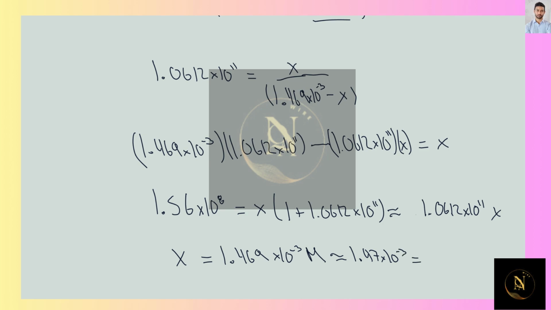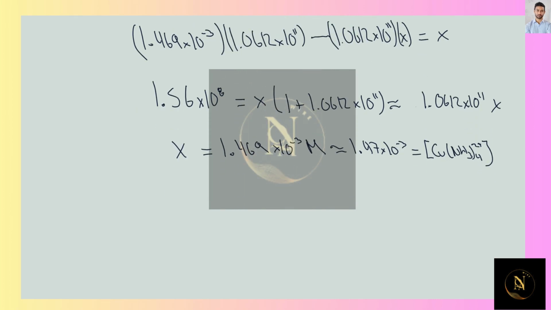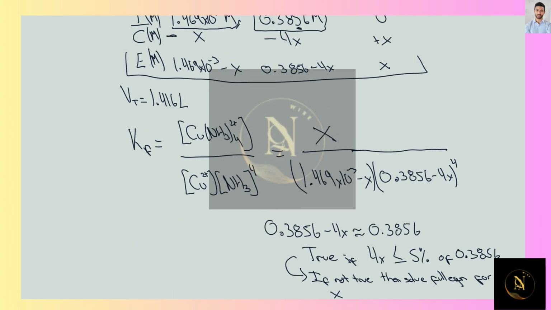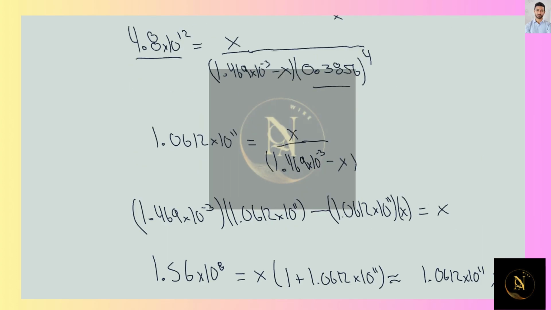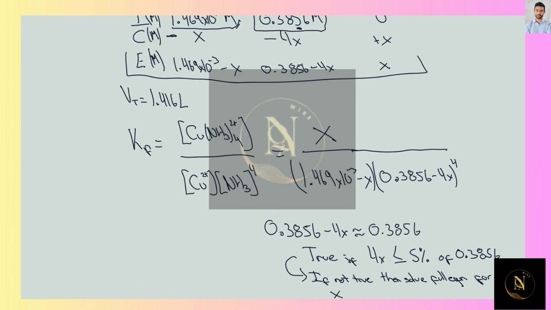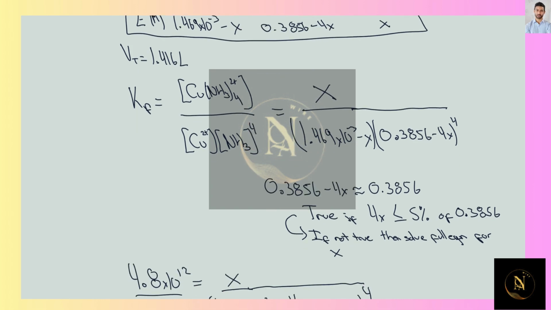Let's recall that this value for concentration is equal to the concentration of Cu(NH3)4 2+. And now to get the value of the concentration of copper 2+, what we can do is check our initial equation. The initial value is actually super close to my final value, right? So what is the concentration of copper 2+? It is going to be a super small number.